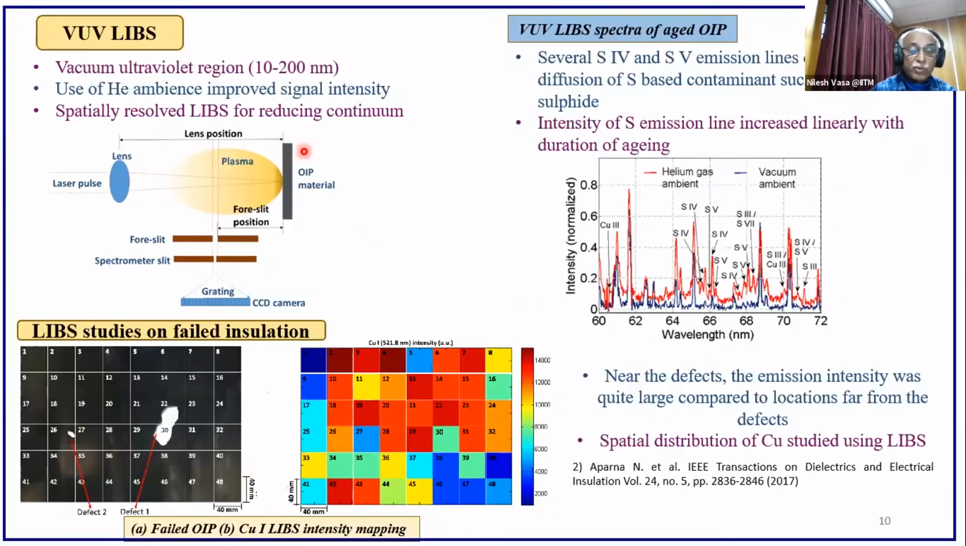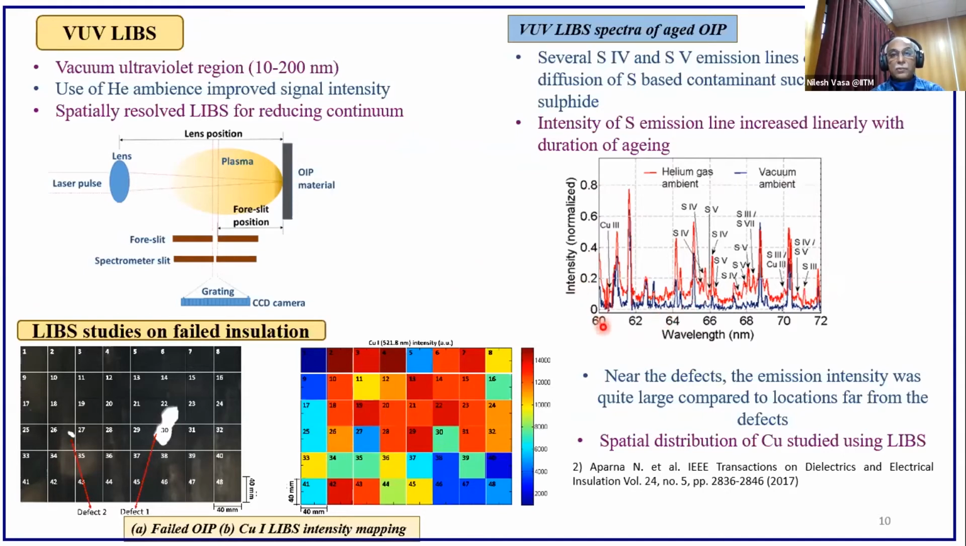Of course, from the laboratory, from the research perspective, we also tried capturing in the vacuum ultraviolet region and extreme ultraviolet region the corresponding sulfur emissions, because we were expecting that when copper gets diffused and the DBDS will also release sulfur, and some copper sulfide or sulfur getting diffused through this impregnated pressboard can also indicate how the diffusion process is progressing.